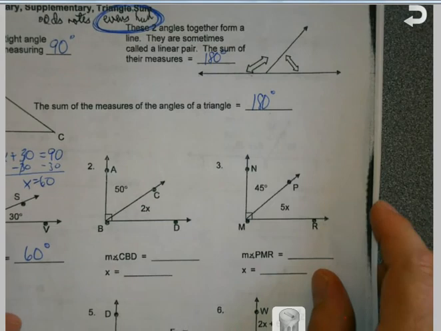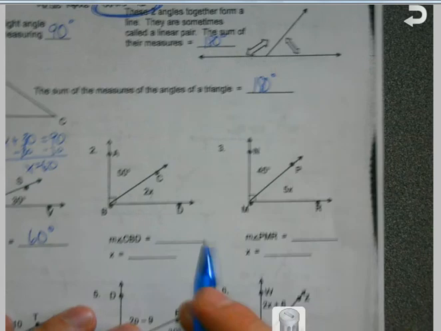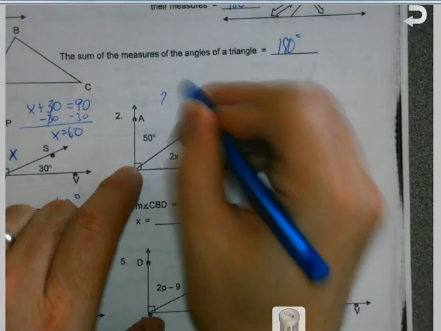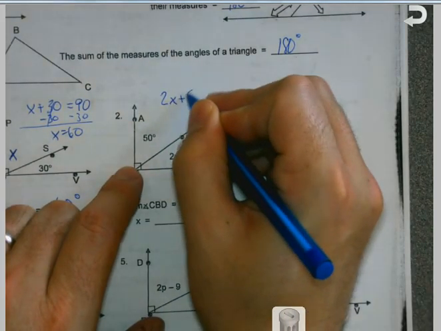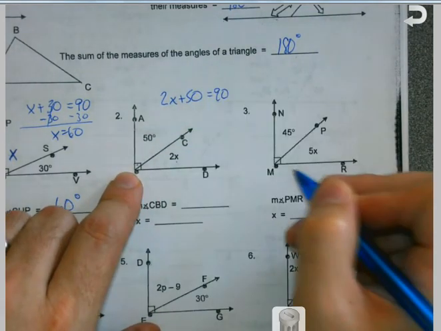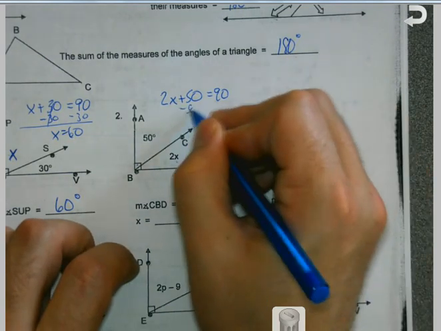Oh, 10 and 20. This one? Or, well, let's see. So I've got 2x plus 50, and it's that one, so it's 90. All right. So what would I have to do first? Subtract the 50. I'm with you.